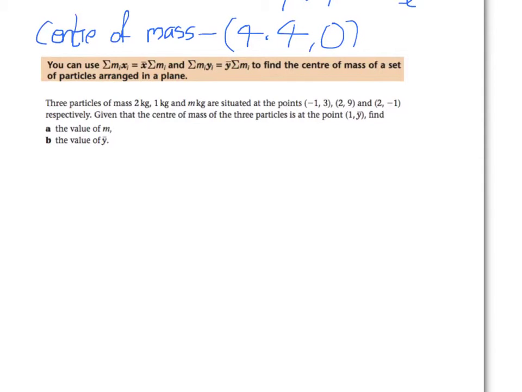Now what you'd be advised to do is draw a quick diagram possibly to help with these questions. You don't always, but sometimes it helps. Three particles of mass 2 kilograms, 1 kilogram and m kilograms are situated at points (-1, 3), (2, 9) and (2, -1) respectively. Given that the centre of mass of the 3 particles is at a point (1, y-bar), find the value of m and find the value of y-bar.